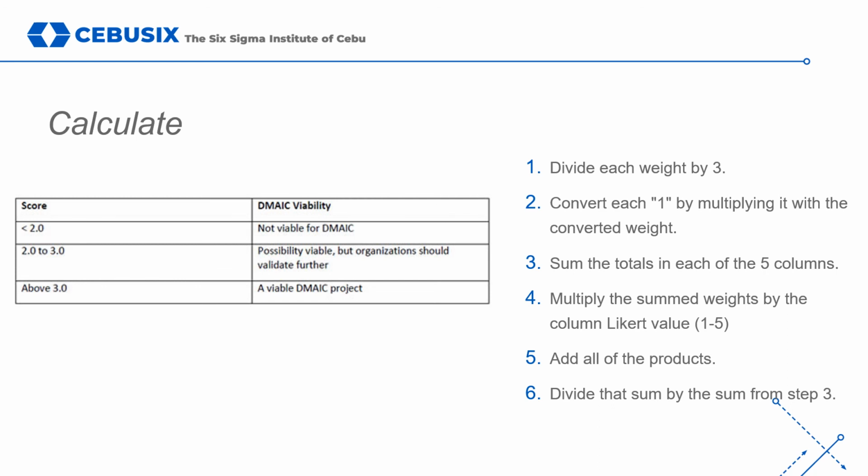If that final number is less than 2, then it is not a viable Six Sigma project, but may be handled by the company through other means. If that final number is between 2 and 3, then it may be a viable project, but we need to further validate it later. If that final number is greater than 3, then it is a viable Six Sigma project. The higher the score, the better it is for project implementation.